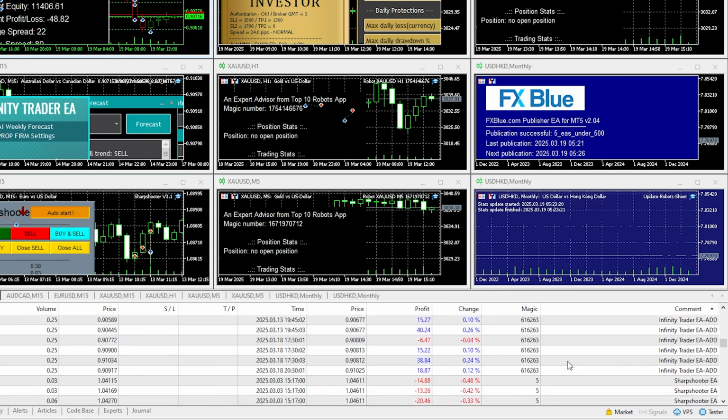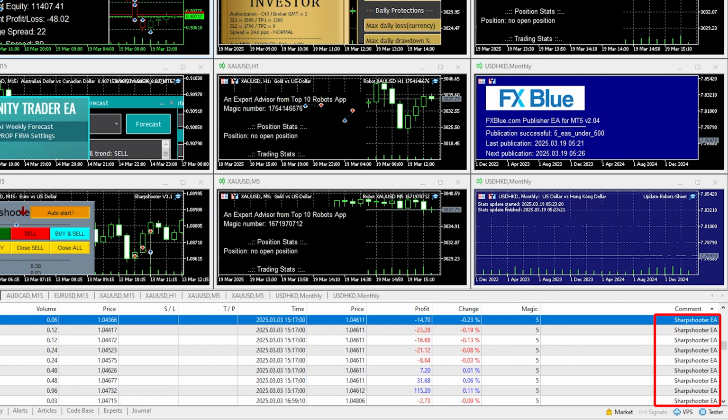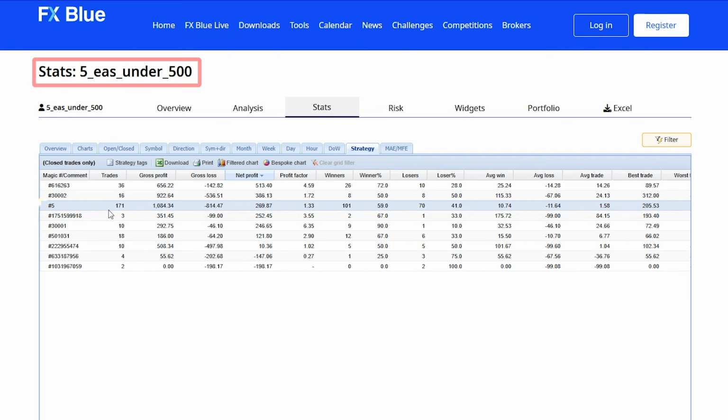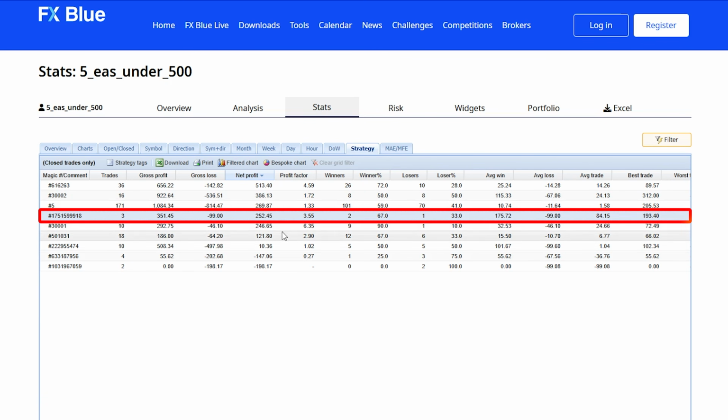So the sharpshooter is obviously a much more active EA. If we look at the FX Blue, you can see that it executed way more trades than the rest of them. So 171. So it is a grid system, but it's more of a recovery system. And what we can see is that we have a net profit of 200 and just under 270 with a profit factor of 1.33. Next, we have one of the gold robots from the Top 10 Robots app.